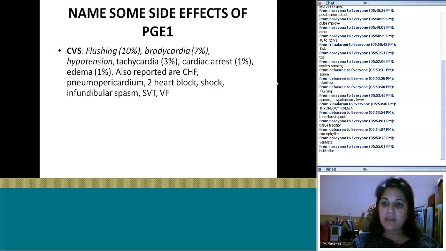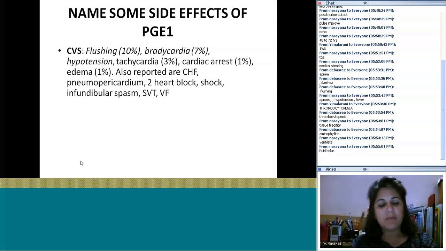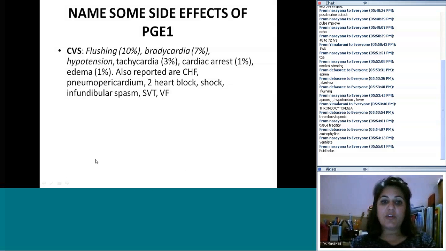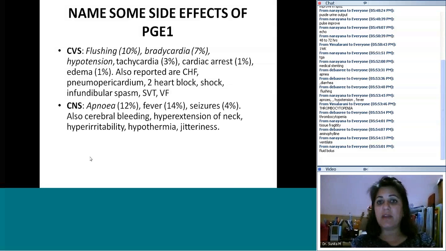So whenever you start prostaglandin in your ICU, you need to be there. Start the prostaglandin, look for all this. Typically, if they get hypotensive, it will be in the first half an hour to 1 hour. Why do they get hypotensive? Because it's a systemic vasodilator. Also reported are rarer things like shock, SVT, VT. I think you need to remember flushing and hypotension.